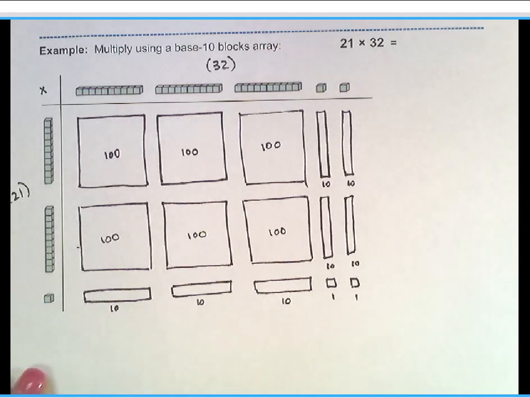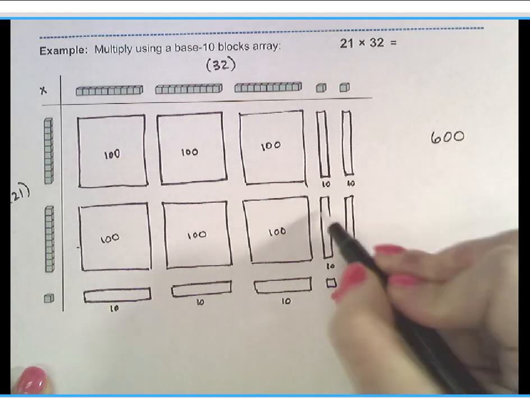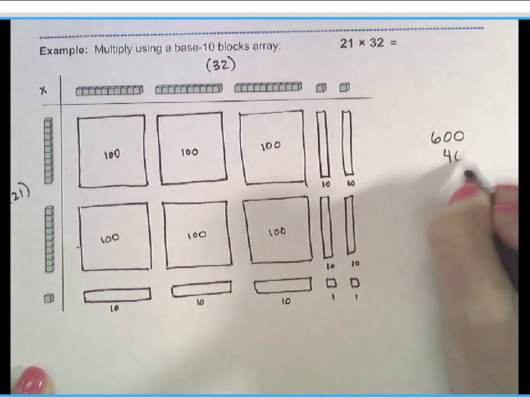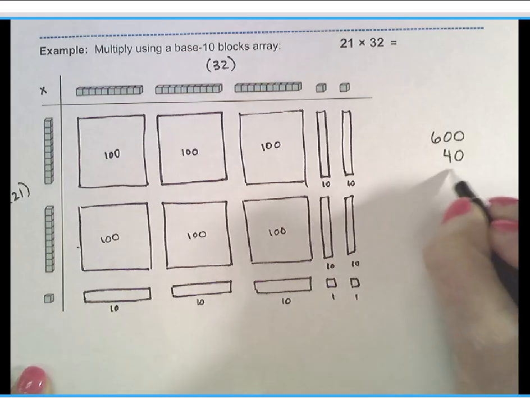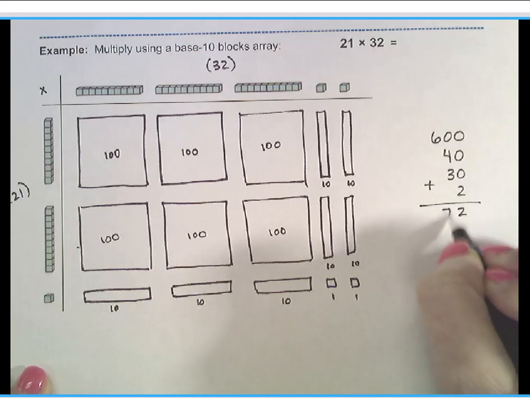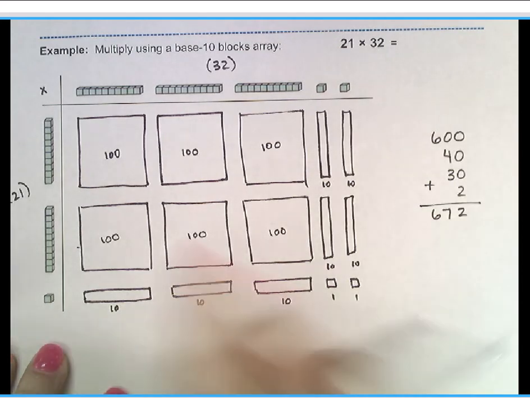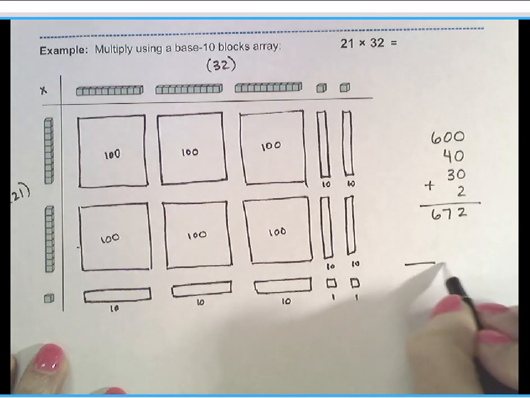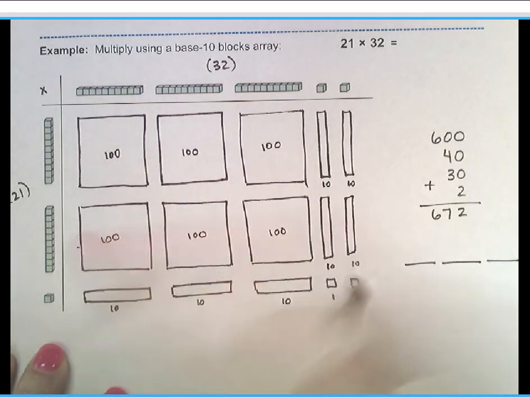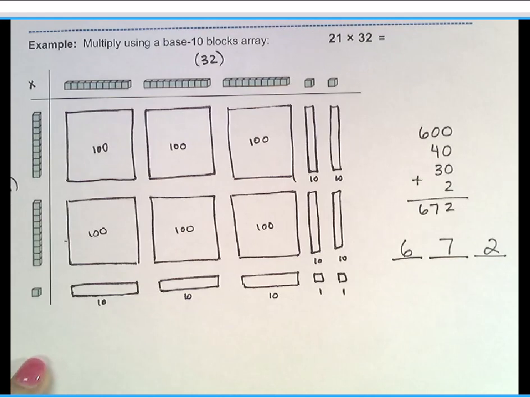So let's see what we have here. 1, 2, 3, 4, 5, 6, 600. I've got 40 that are vertical tens. I have 30 going the other direction, and then I have 2 little ones at the end. 672. And you don't even have to really write this part down, but it's 600s. If you think of it as shapes, we had 600s, we had 7 tens, and we had 2 little ones, if you think of it that way.